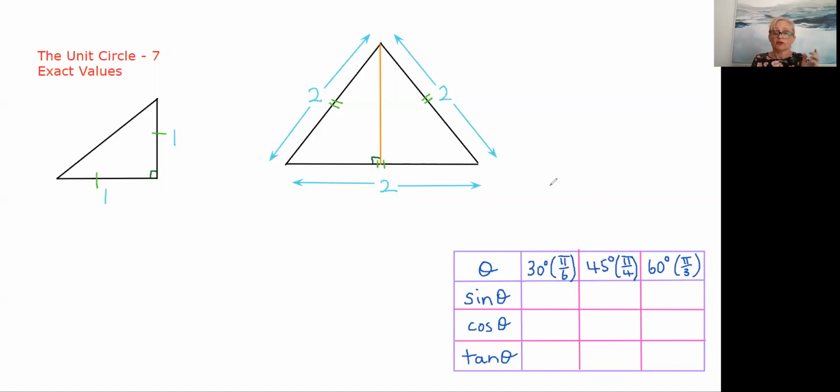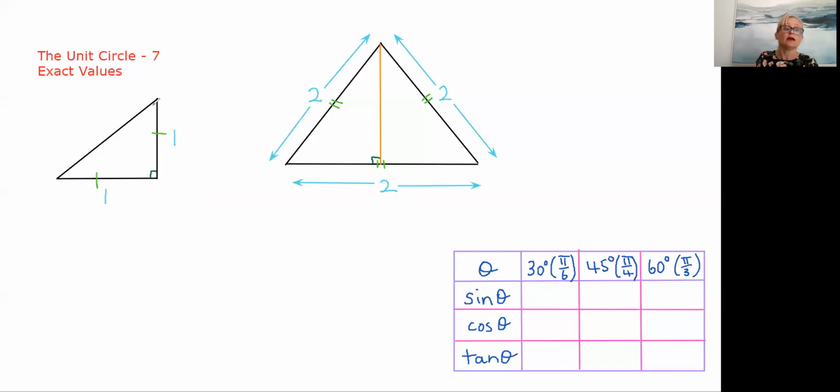Now, the three angles that we're concerned with here are 30 degrees, which in radians is pi on 6, 45 degrees, which in radians is pi on 4, and 60 degrees, which is pi on 3. We're going to look at the 45 degrees first. And I've drawn a triangle here. It never hurts to remember what triangles you use to get these, just in case you do forget them.